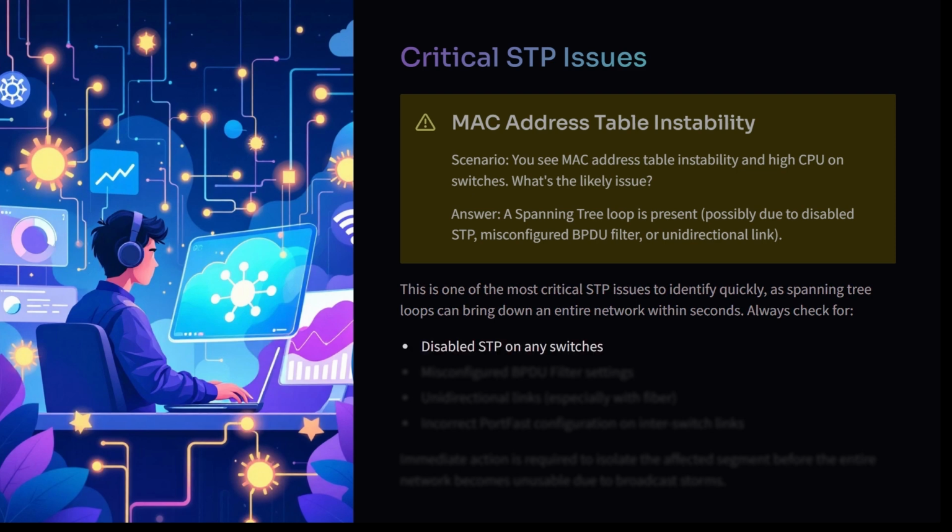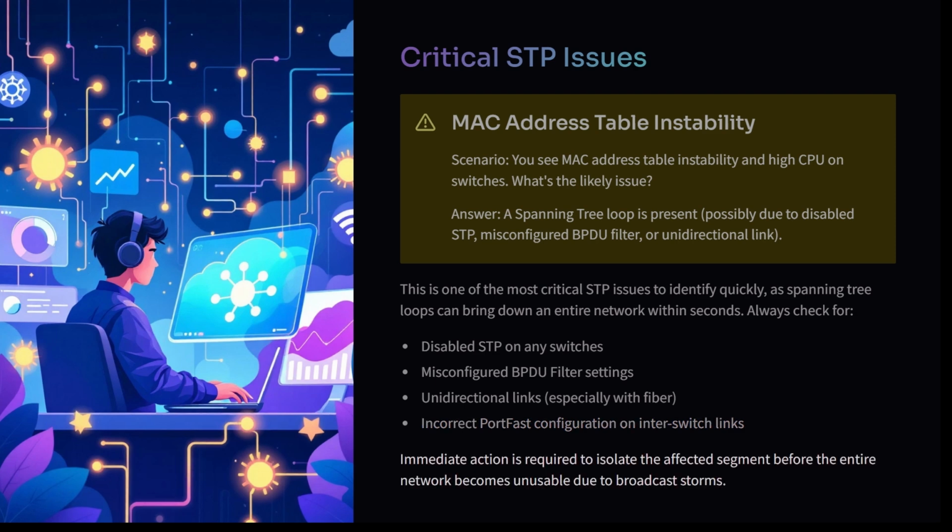Always check for disabled STP on any switches, misconfigured BPDU filter settings, unidirectional links, especially with fiber, and incorrect portfast configuration on interswitch links. Immediate action is required to isolate the affected segment before the entire network becomes unusable due to broadcast storms.